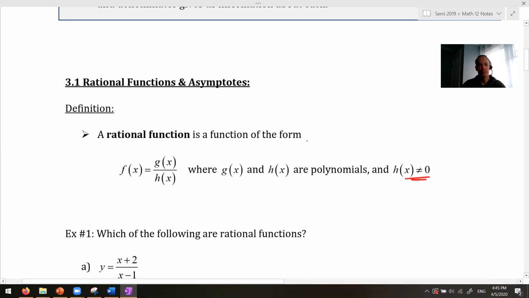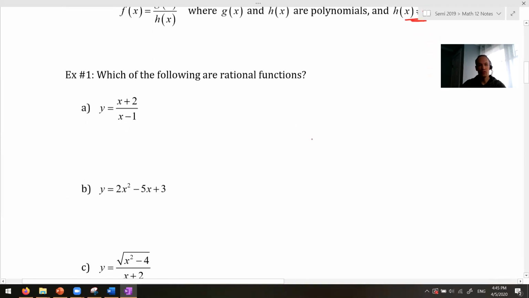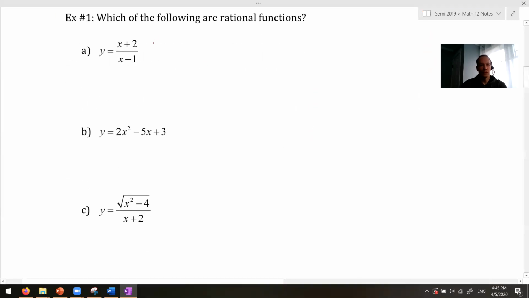Simple. Okay, so which of the following are rational functions? If we look at the top, is this a polynomial? The answer is absolutely yes. I'm going to write p(x) for polynomial, and on the bottom that's also p(x) because that's a polynomial as well. Remember, a polynomial just has to have integer exponents, positive integer exponents actually. So these are both polynomials, so yes, this is rational.